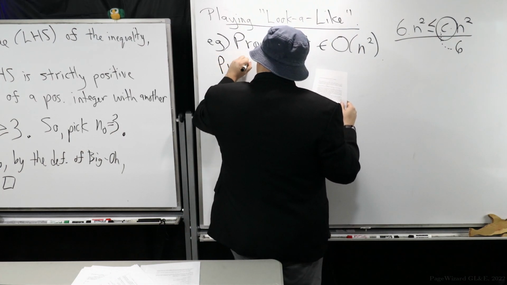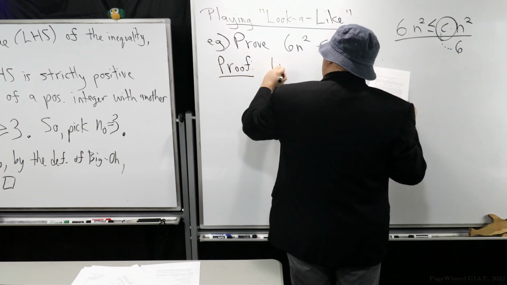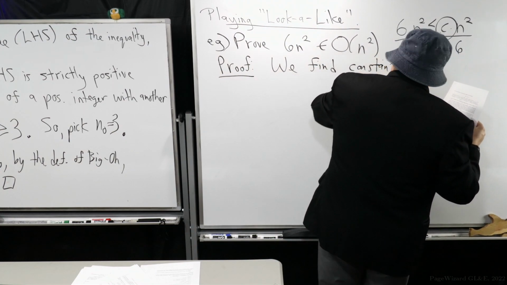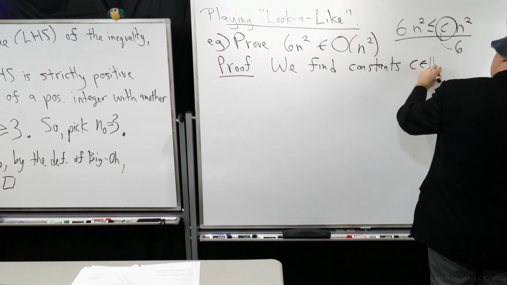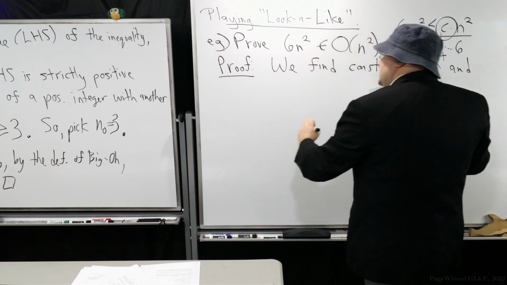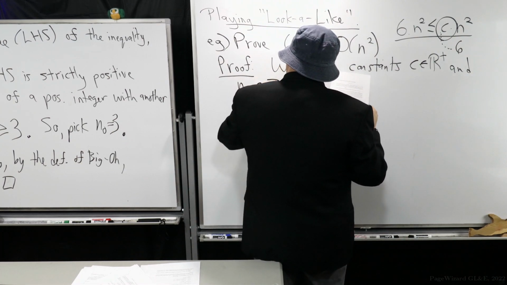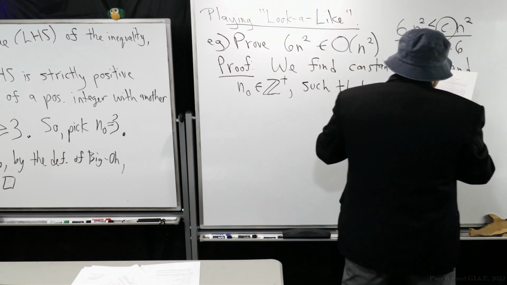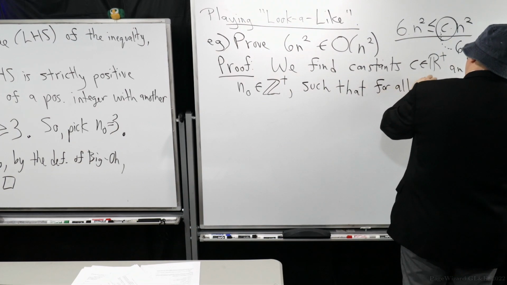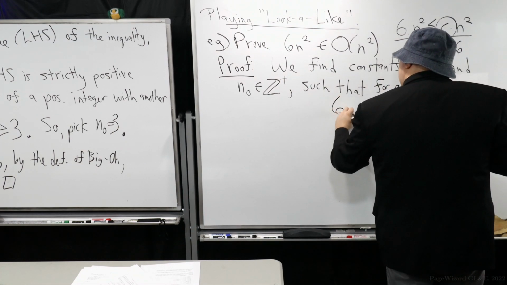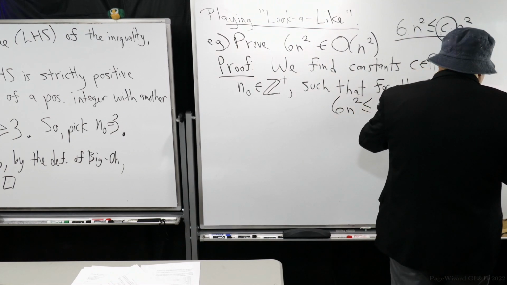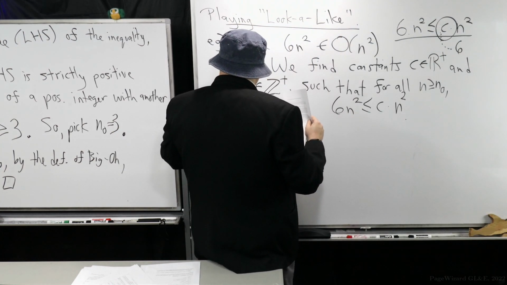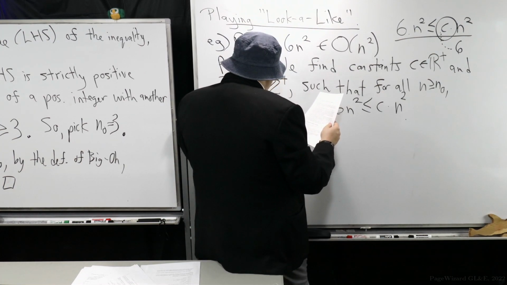So as usual, I'm going to write out the game plan. We find constants c and n0 such that for all n greater or equal to n0, we have 6n squared is less or equal to c times n squared. Based on the strategy I had suggested to you, we're going to pick c is equal to 6, right? We're going to pick c is equal to 6.